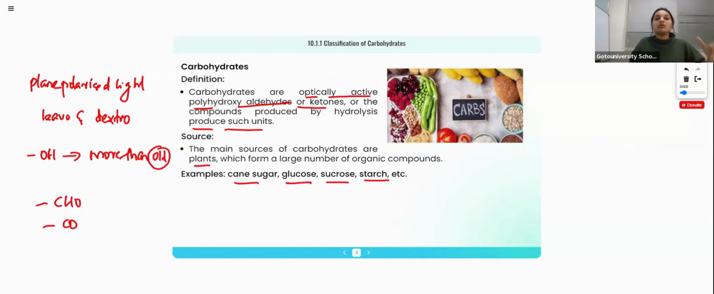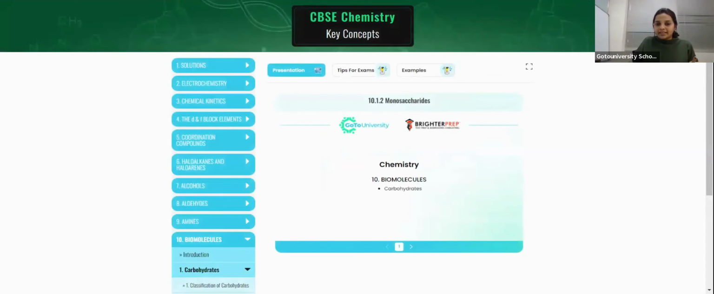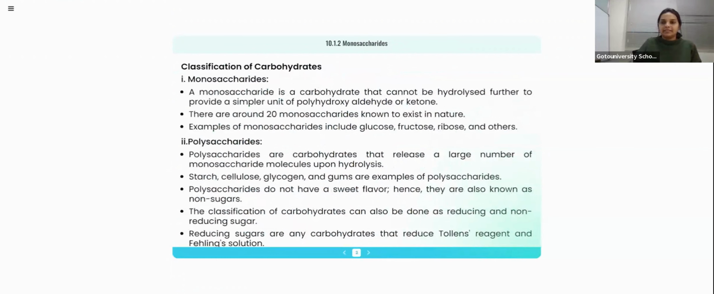Got it? Yes. So we know what an optically active compound is. We know what an aldehyde group is. We know what a keto group is, and we know what a hydroxyl group is. Okay. So we know what carbohydrate is, right? Now we are moving to the classification of carbohydrates. Carbohydrates can be mainly classified into two: monosaccharides and polysaccharides.